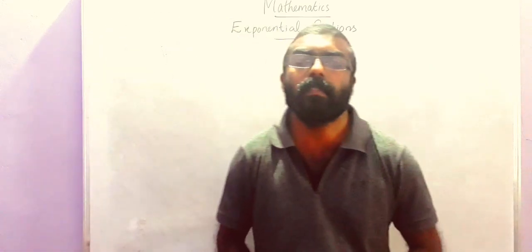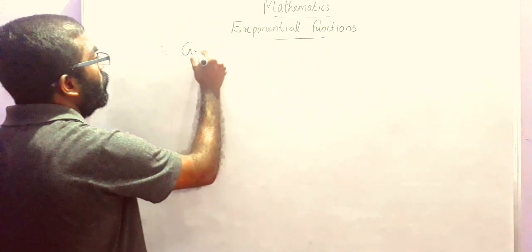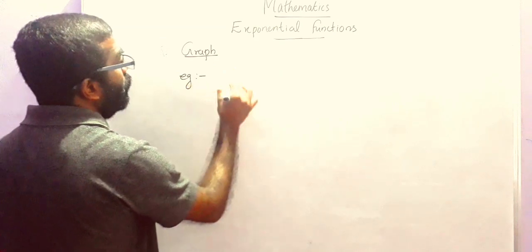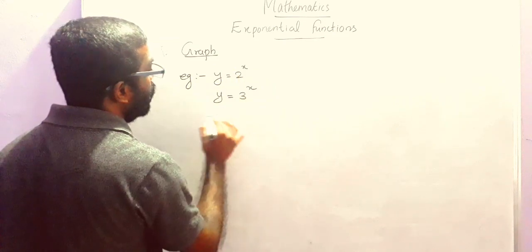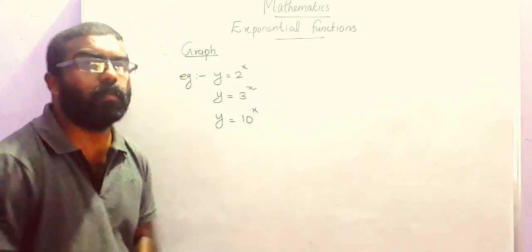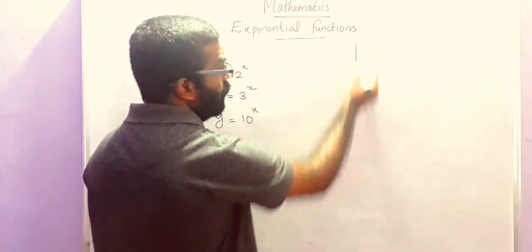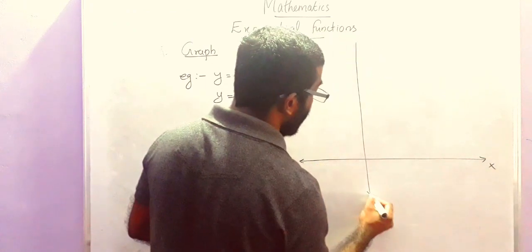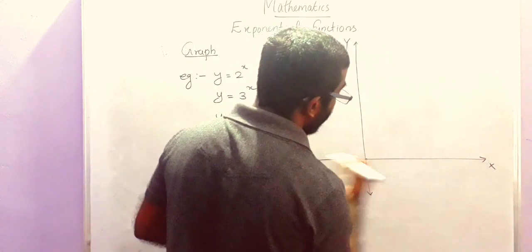Okay. Now we shall discuss the graph of exponential functions. Let's take some examples. y is equal to 2 raised to x, y is equal to 3 raised to x, and one more, y is equal to 10 raised to x. So these are some examples of exponential functions, and we are going to draw the graph of these functions. Okay. So first we can draw the x-axis and y-axis. Here the horizontal axis is called what? x-axis, and the vertical axis is called y-axis, and this is the origin.